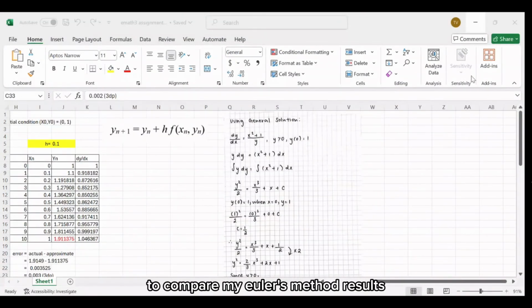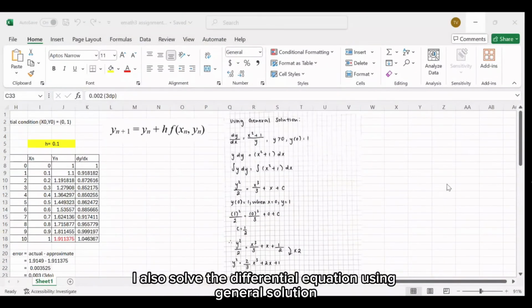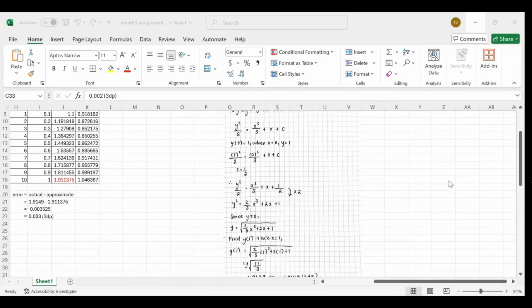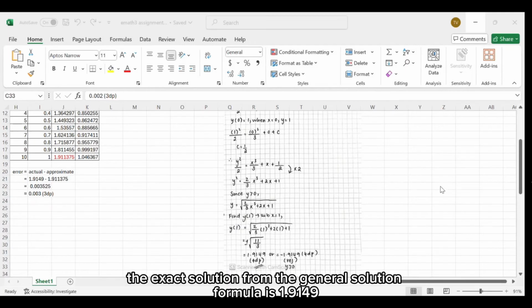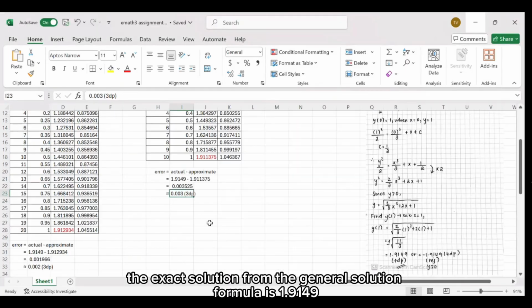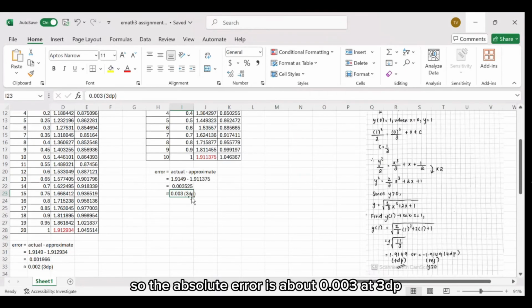To compare my Euler's method results, I also solved the differential equation using the general solution. This is a separable differential equation. The exact solution from the general formula is 1.9149. So the absolute error is about 0.003.